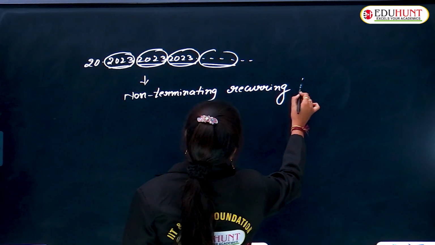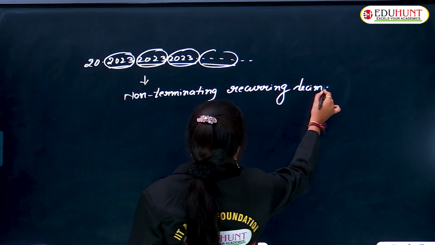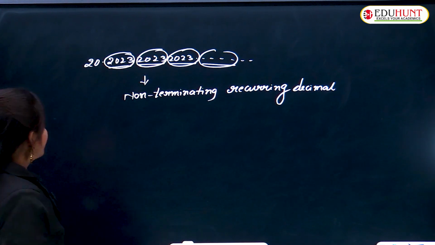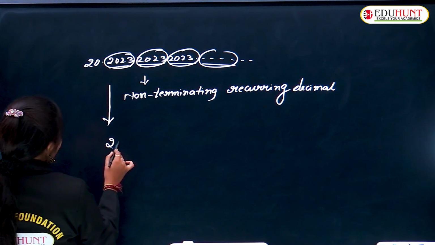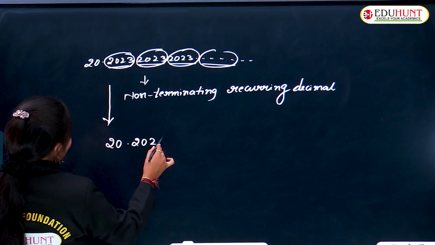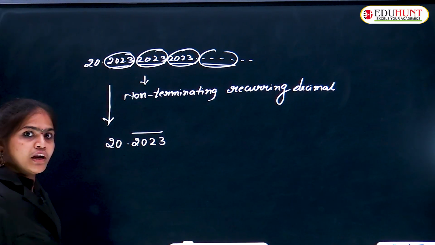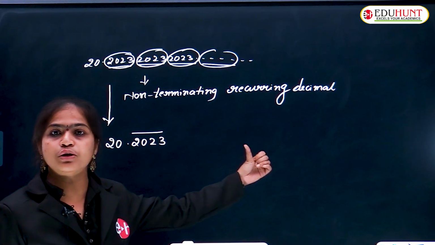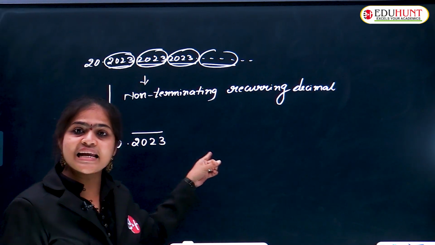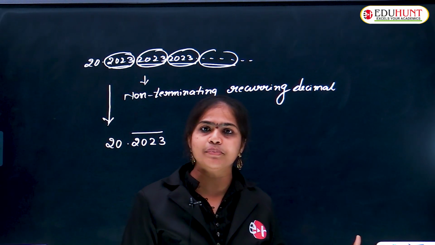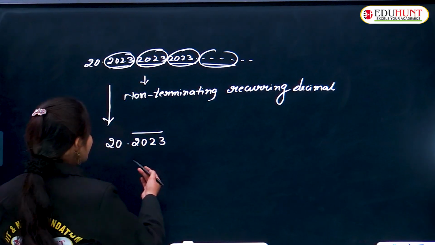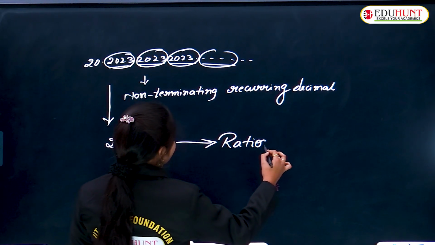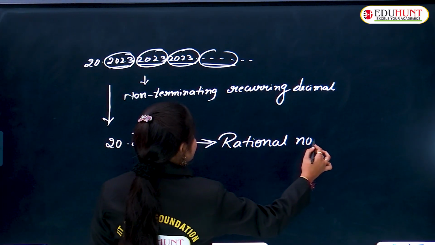Recurring or repeating decimal. Did you understand this concept? Now we can represent this one as 20.2023 bar. Which number is in repetition? 2023 is in repetition. Now is this number a rational number or an irrational number? Rational number. Why? Because here the bar is there, which means it is repeating. So that's why this is a rational number.